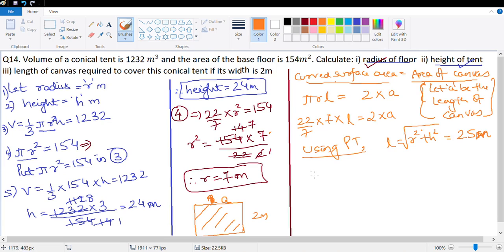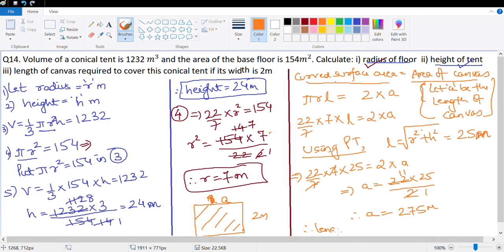So which means 22 by 7 into 7 into 25 is equal to 2 multiplied with A. That's 7 and 7 gets cancelled, which means A is equal to 22 into 25 upon 2. That's 2 into 1, 2 into 11. So therefore A is equal to 25 into 11. That's 250 plus 25. That's 275 meter. Therefore length of canvas required is equal to 275 meter.